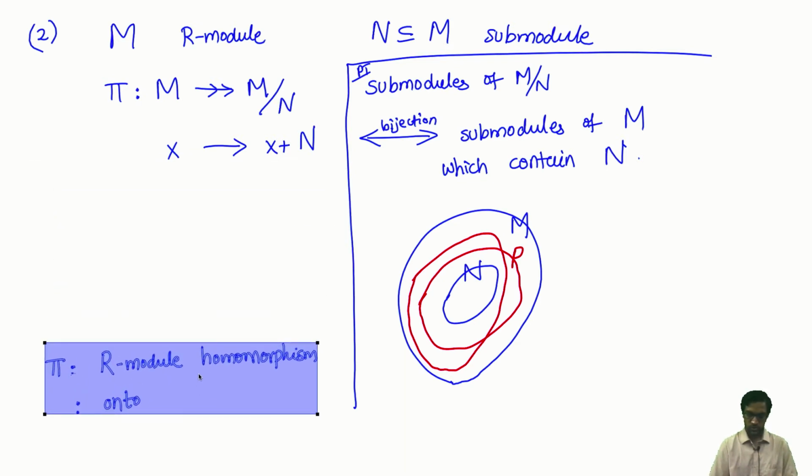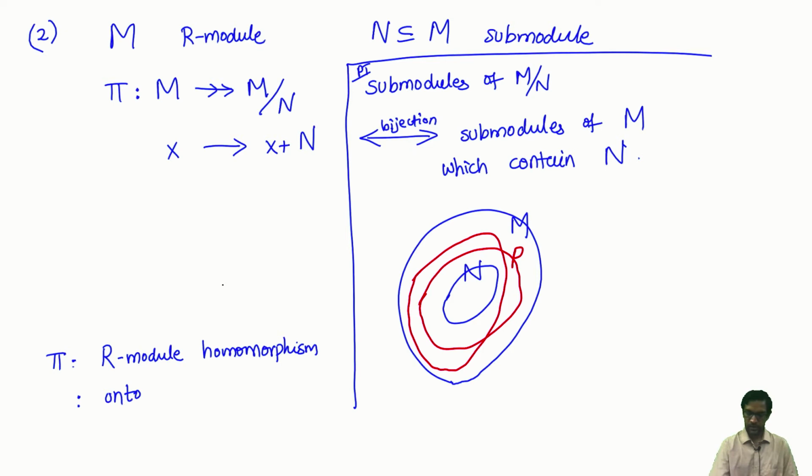Okay, let's move this down. Now look at the submodule here. So suppose I have a submodule of M mod N. Okay, so that's something which lives on this side. B is a submodule of M by N.